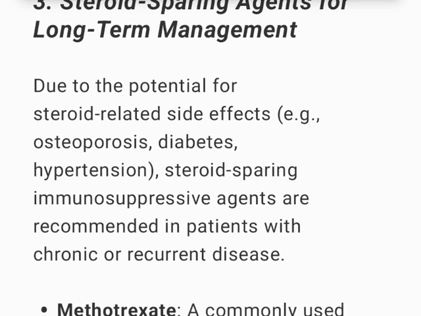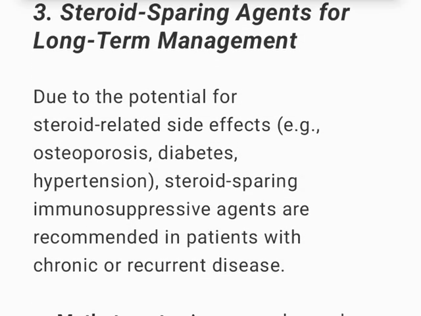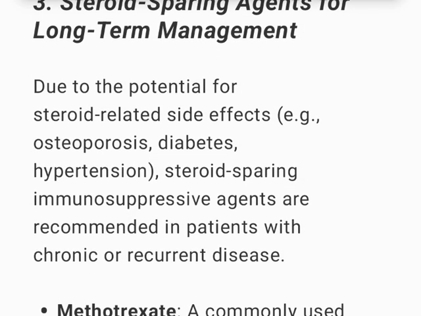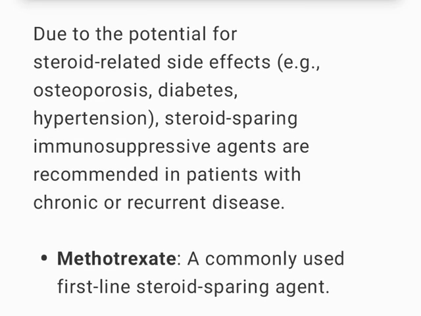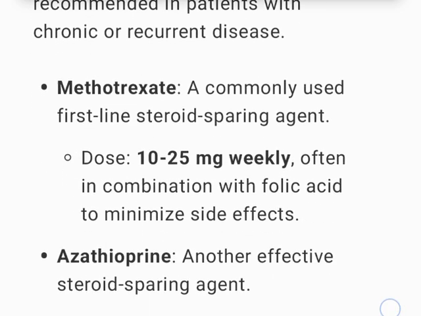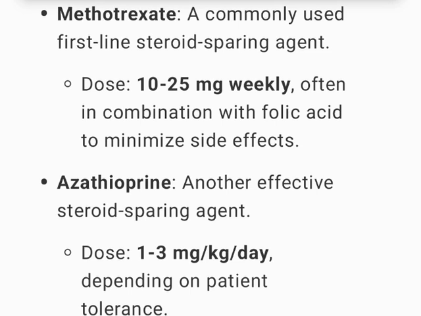3. Steroid-sparing agents for long-term management. Due to the potential for steroid-related side effects, e.g. osteoporosis, diabetes, hypertension, steroid-sparing immunosuppressive agents are recommended in patients with chronic or recurrent disease. Methotrexate, a commonly used first-line steroid-sparing agent. Dose 10 to 25 milligrams weekly, often in combination with folic acid to minimize side effects.